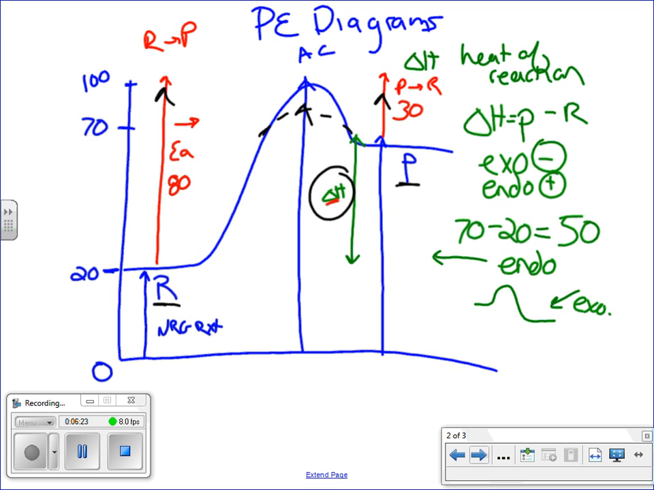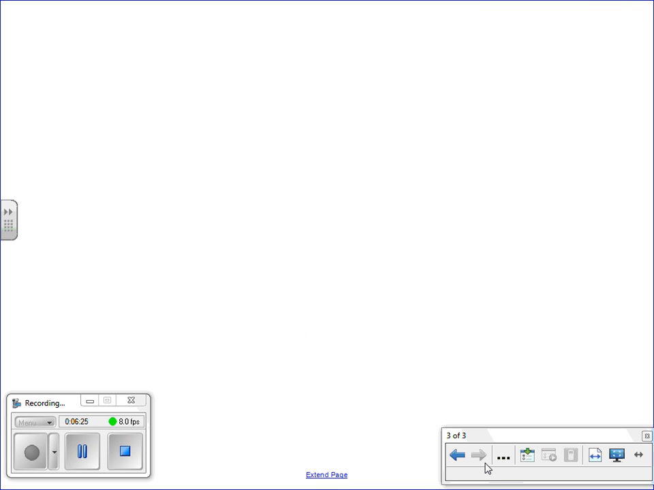That's what you need to know about a potential energy diagram. Last but certainly not least is equilibrium.